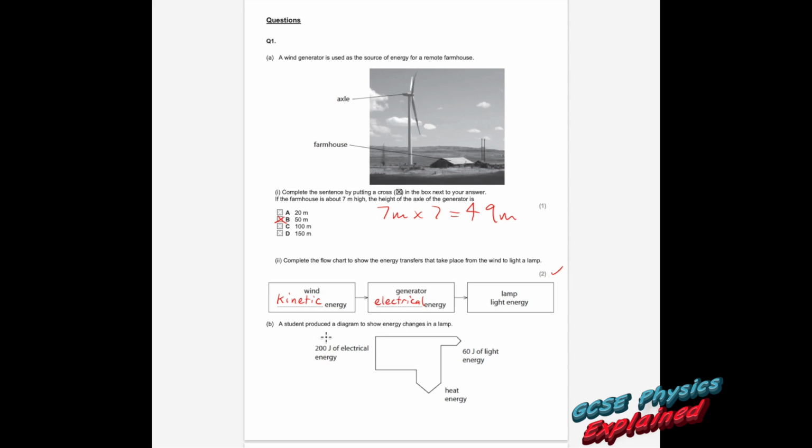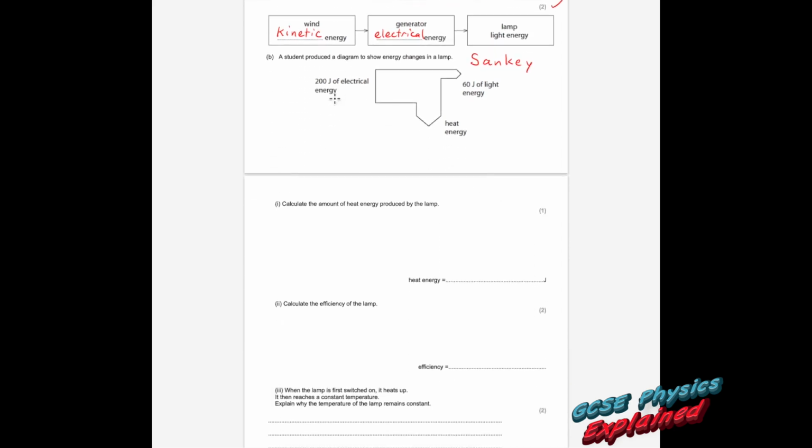Part B. A student produced a diagram to show energy changes in a lamp. So this is a Sankey diagram. So you can see 200 joules of electrical energy goes in, 60 joules of light energy comes out, so that's the useful energy. And you've got some heat energy here, which is wasted. You don't want a lamp to create heat, you want it to create light.